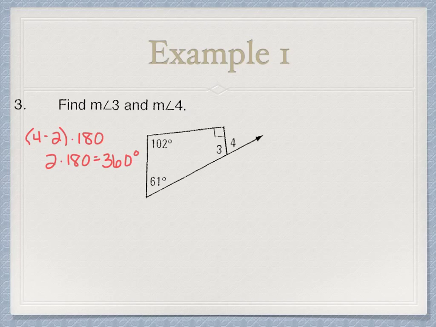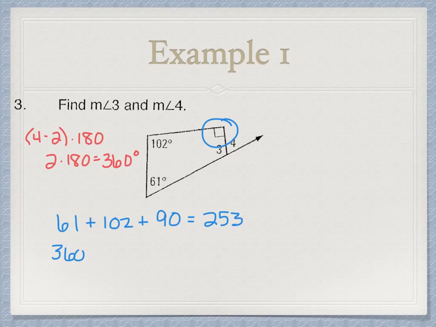So what I would do here is add together 61 plus 102 plus, don't forget this one here, that's a 90. And let's see, that's going to be 253. So those are the angles that are already there. And then I would do 360 minus 253. And I believe I get 107 degrees. Okay, so that's angle 3. Angle 3 is 107 degrees. Let me get rid of this.